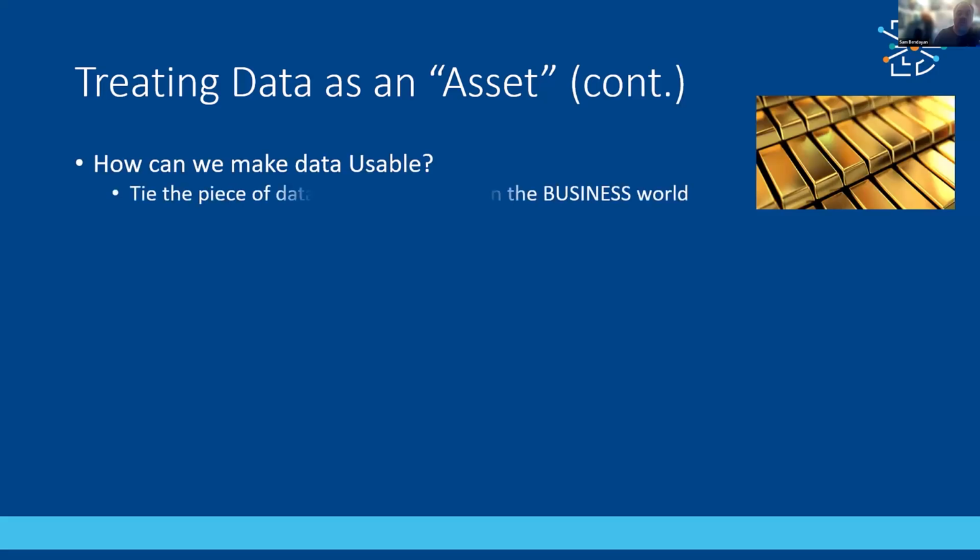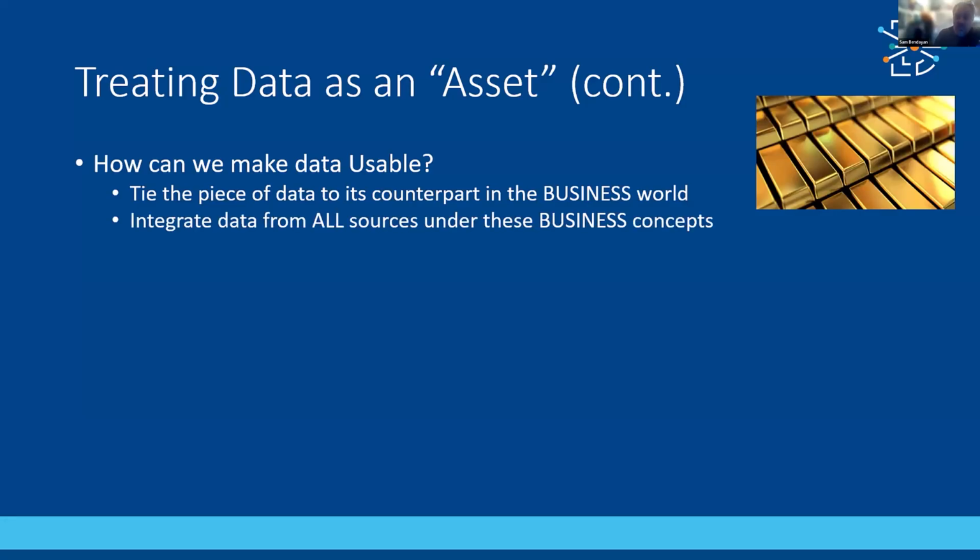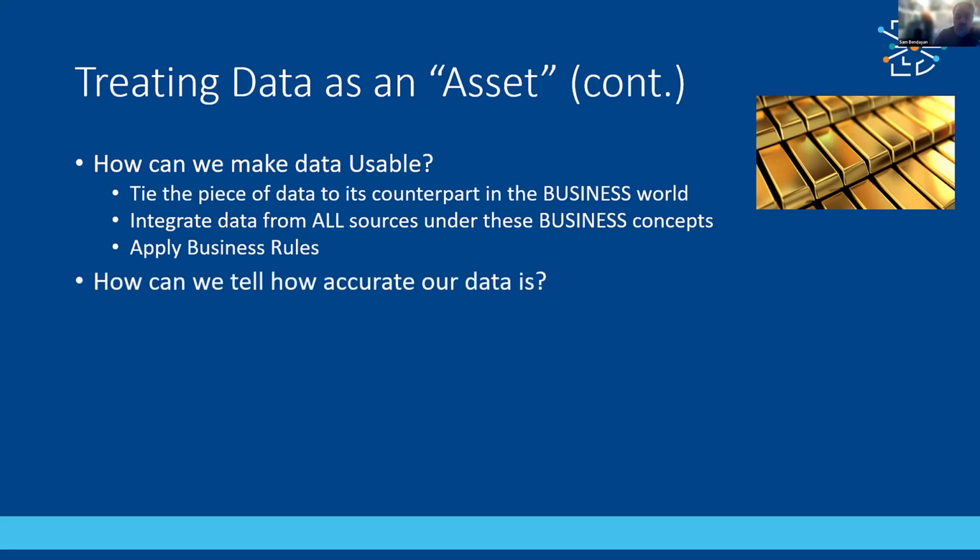So how can we make data usable, right? Well, the first thing you do is you're dealing with business users, so you have to tie every piece of data to its counterpart in the business world. Secondly, we're typically in the data warehousing world dealing with many, many different sources, so we've got to integrate them all. Users don't want to see the same piece of data from 20 different sources. They just want to see it once. So that's something we've got to do for them. And we apply business rules. And that's it. That's how we make it usable.